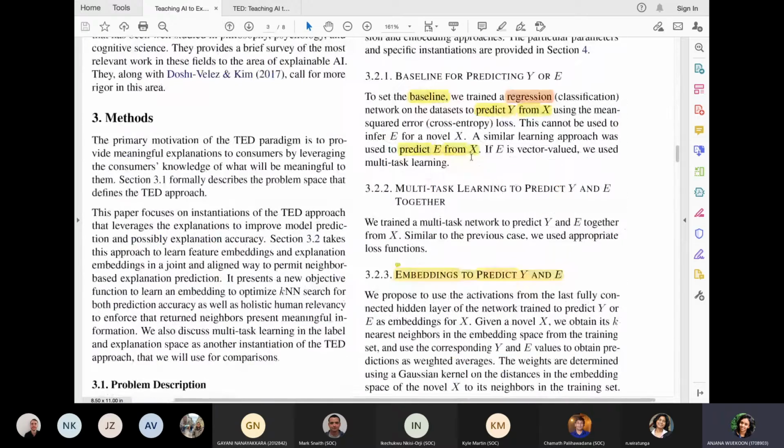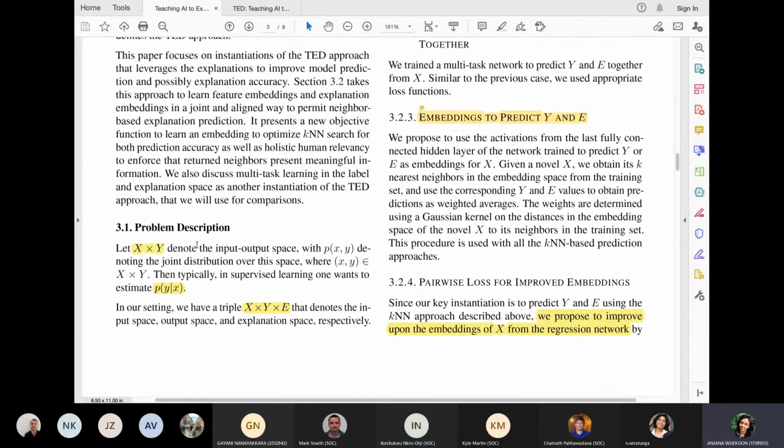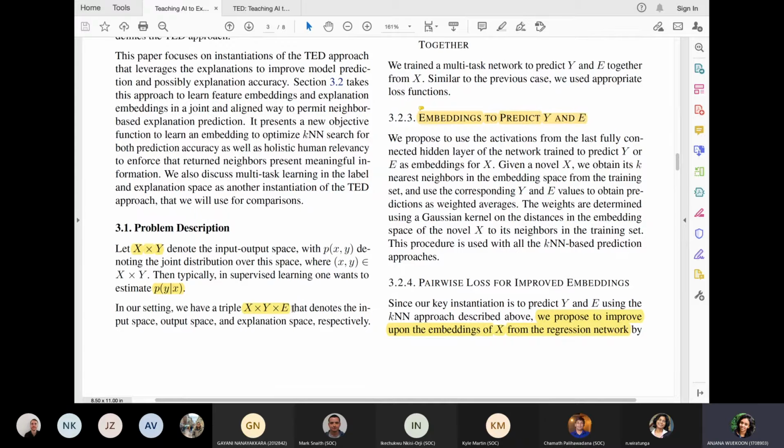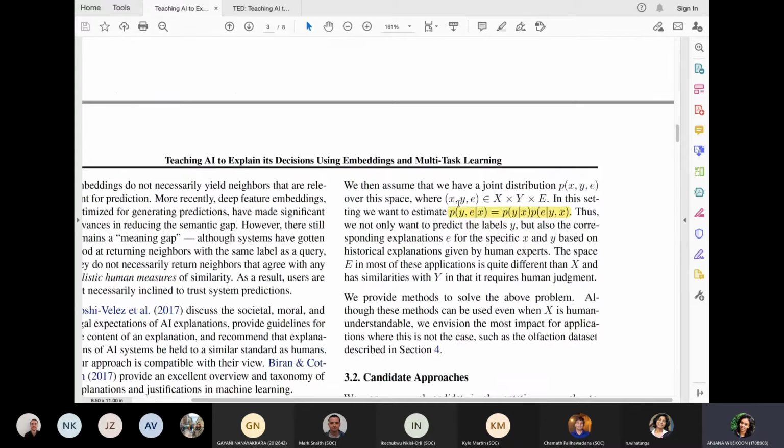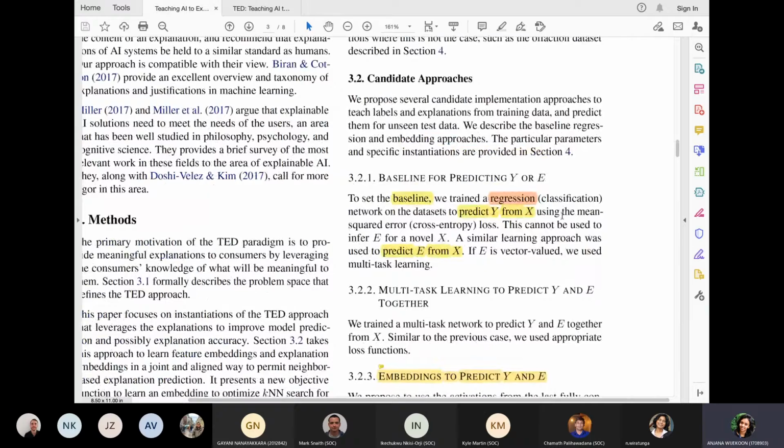I will quickly go here. So in their method, this is what we are familiar with. Instead of having x and y and trying to predict y from x, in our method now we have x, y, and e. And we are trying to predict y and e given x, where we first predict y given x and then e given x and y. So this is just the formalization.